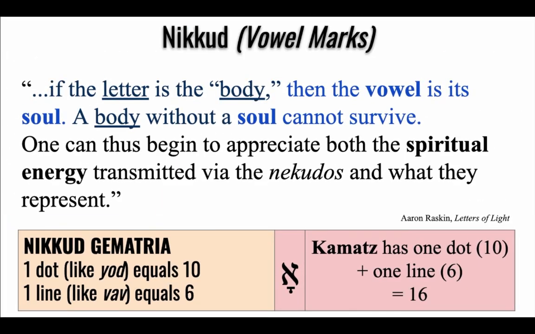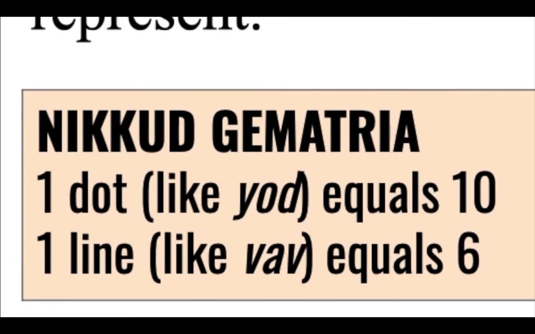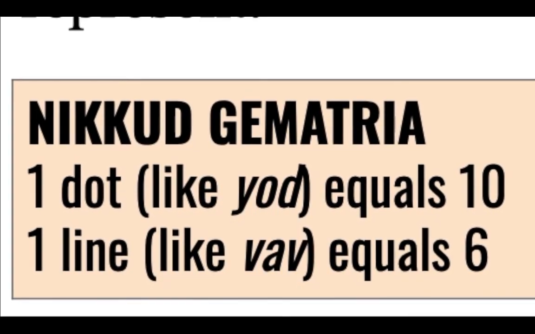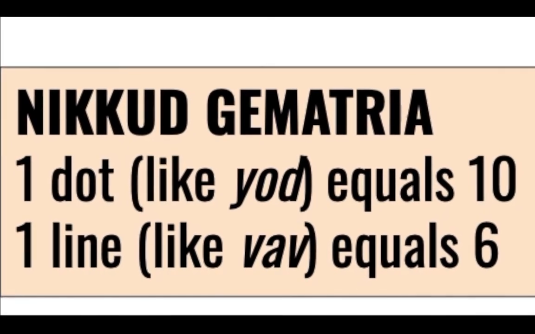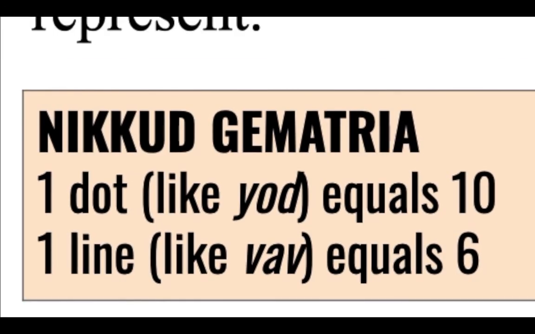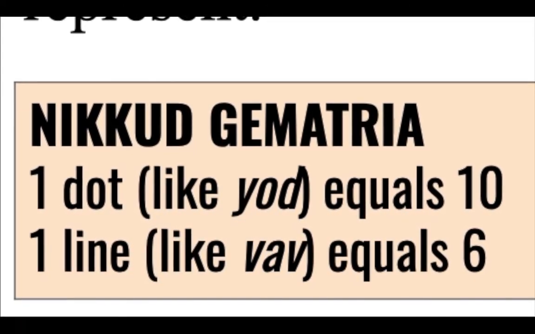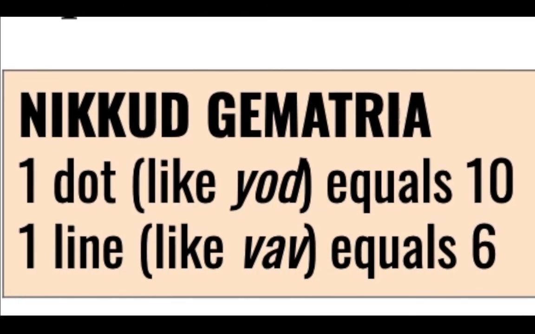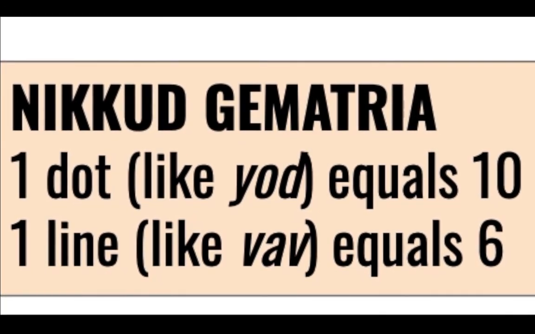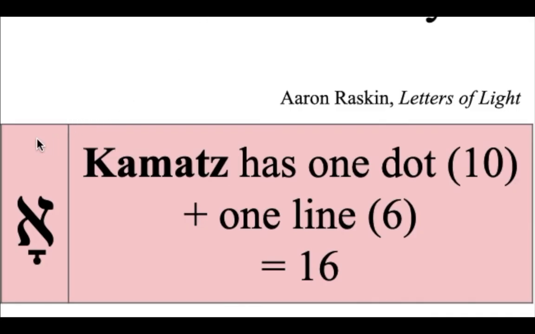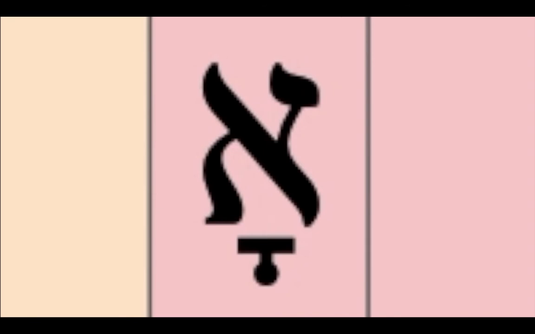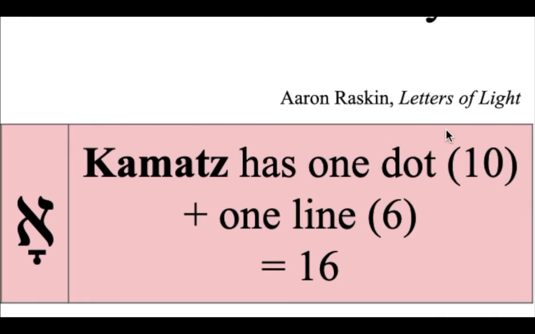And he adds about the Nikkud Gematria. One dot in a vowel marking, like yod, the shape of a yod is a bit like a dot. It looks more like an apostrophe to me, but if you remember, yod has a value of 10. And one line, which is like a horizontal vav, equals 6. So for this example here, we have an aleph with the komets vowel, and this looks like a line and a dot. And one dot is 10, and one line is 6, for a total value of 16. I don't really know what this means, but it's the theory behind it at least.